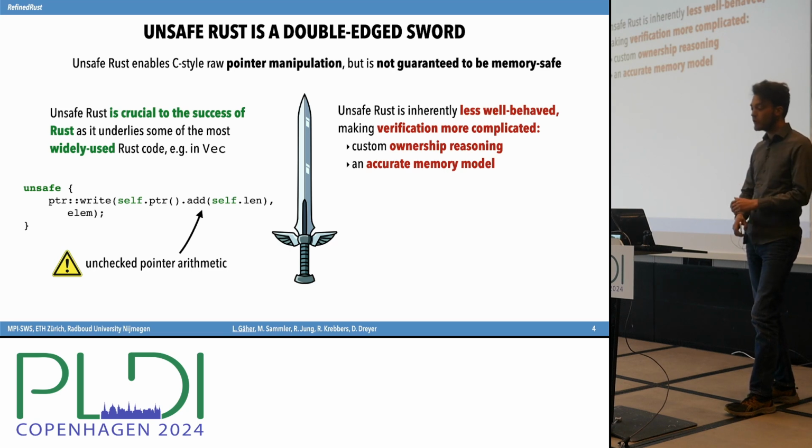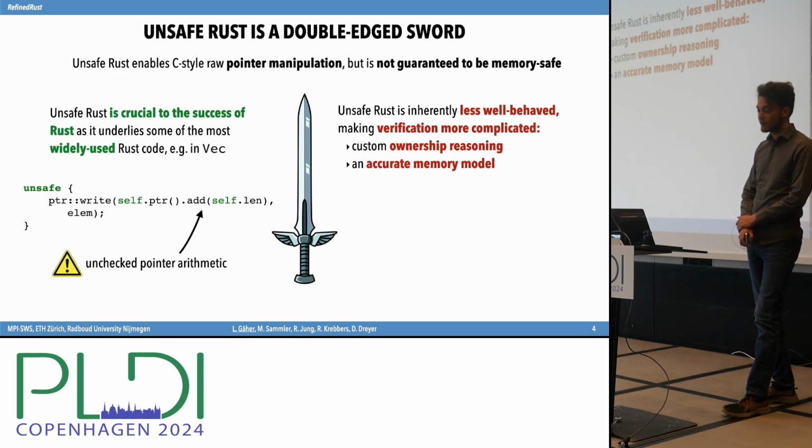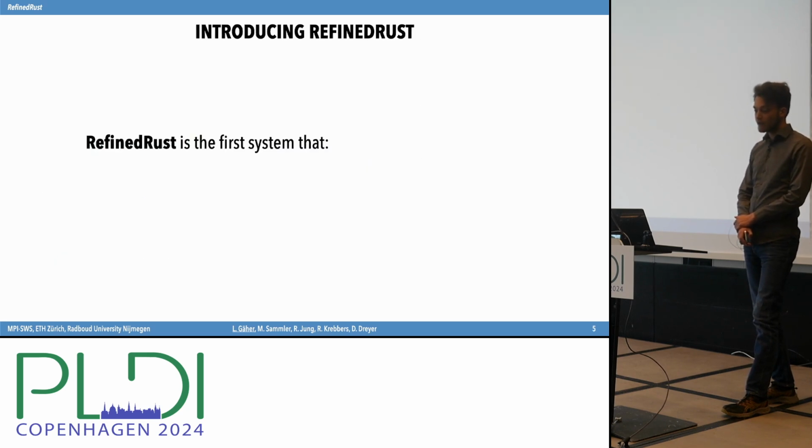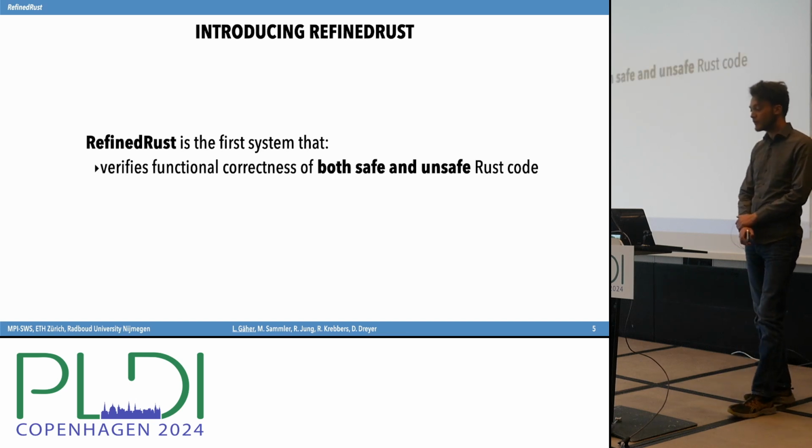So in a verification tool, you need an accurate memory model to capture the intricacies of Rust's pointer semantics, and you need to explicitly reason about ownership, which makes things much more complicated. And this is one of the reasons why few existing Rust verification tools handle unsafe Rust. Now we want to tackle that problem and create a verification tool that supports both safe and unsafe Rust code. And we call this tool RefinedRust. RefinedRust is the first system that verifies functional correctness of both safe and unsafe Rust code, and moreover, it generates foundational proofs in the Coq proof assistant for high assurances.